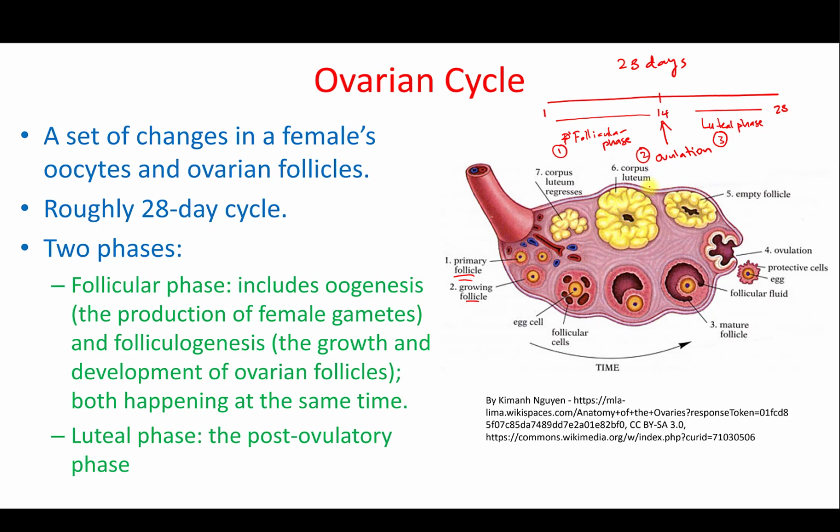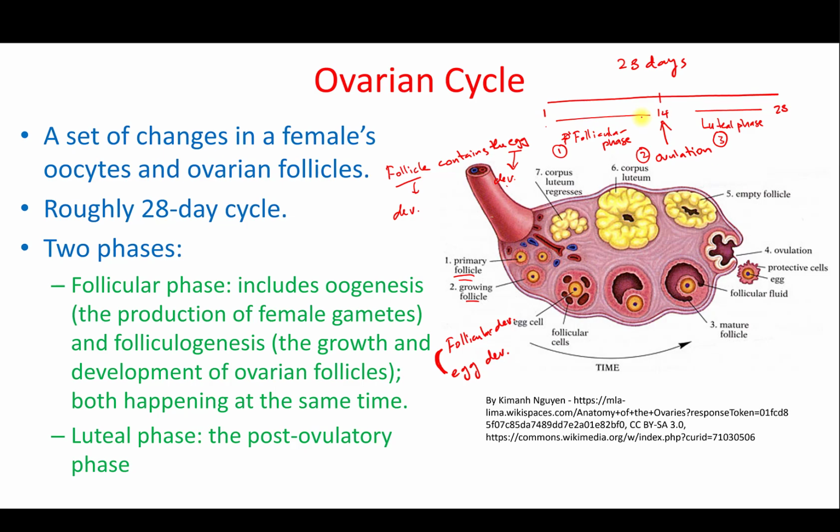For the follicular phase, we said the follicle contains the egg. So the egg is going to develop. But if the egg needs to develop, its container also needs to develop. So in the follicular phase, we have two processes happening at the same time. We have follicular development and we have egg development. Those two processes happen simultaneously from day 1 to day 14.